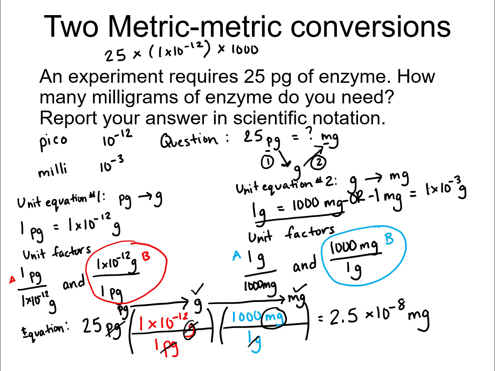You should get 2.5 times 10 to the minus 8 milligrams. So does this problem feel a little bit better than the last one? Getting there. It's a process. All right. We're going to do one more problem type, and then we'll take a short break.